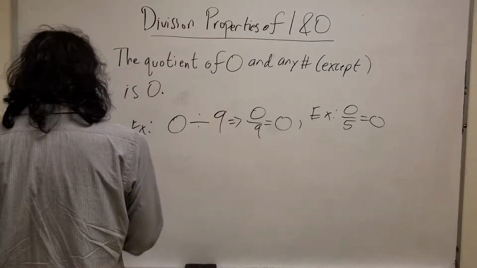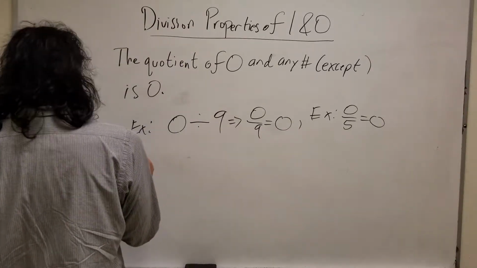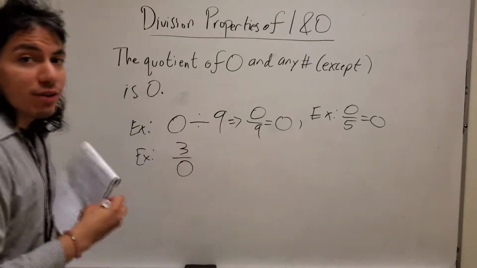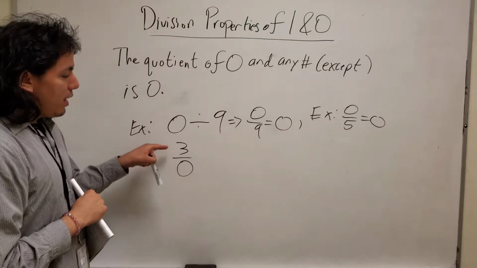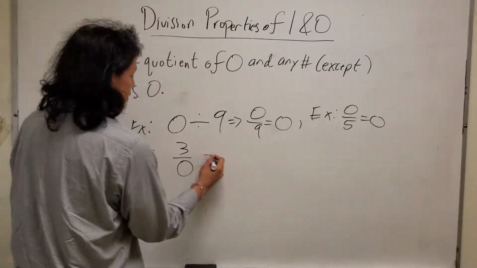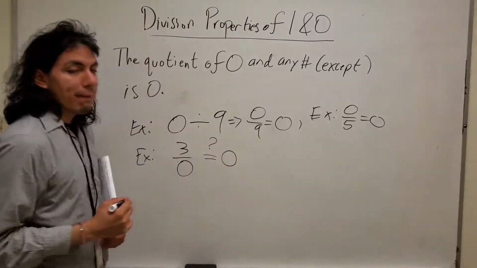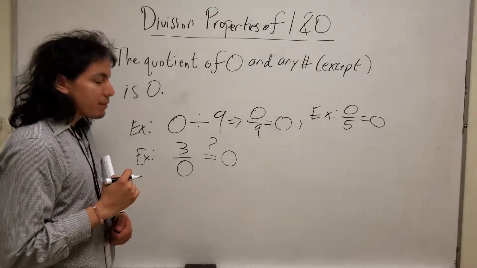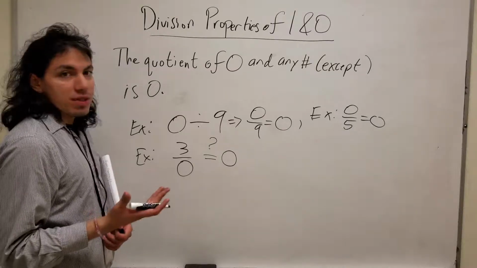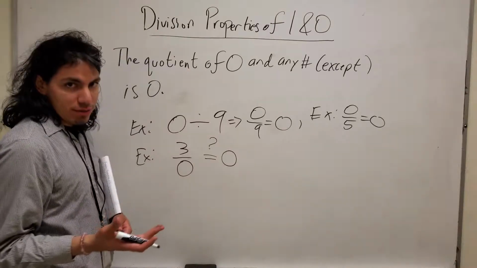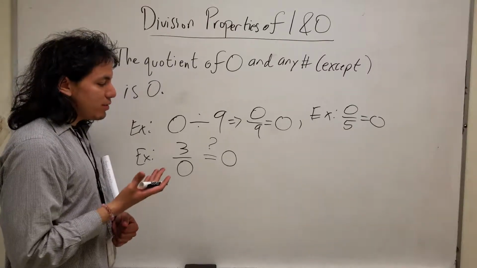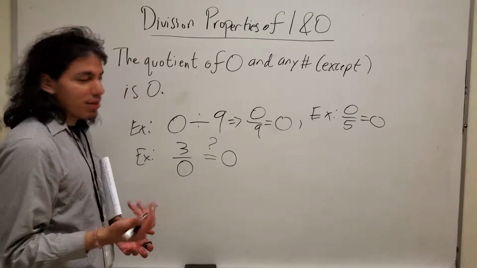Now, I want you to pause the video right now. Ask yourself, is 3 over 0, 0? Yes or no? The answer is no. It's never 0. It's impossible. To this day, we mathematicians are still trying to figure out what is 0 in the denominator.